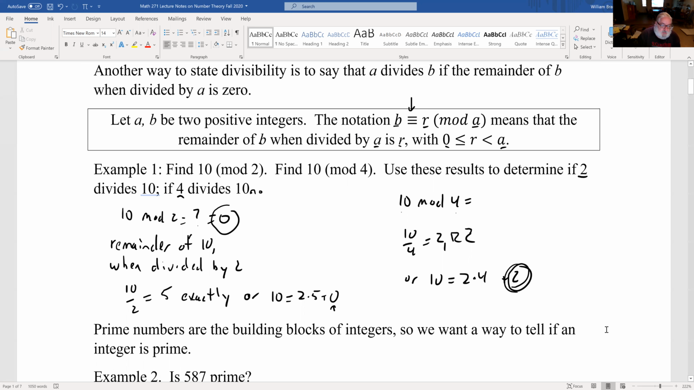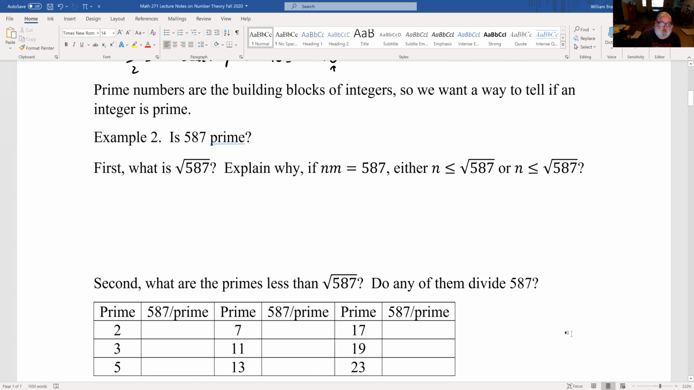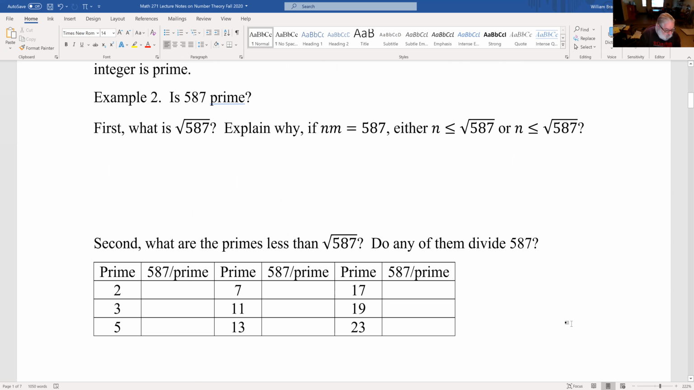Okay. So prime numbers are the building blocks of integers. We want to be able to tell if an integer is prime. So is 587 prime? How do we go about telling that? Well, we want to know what the square root of 587 is, and the square root of 587 is 24 point something, something, something.